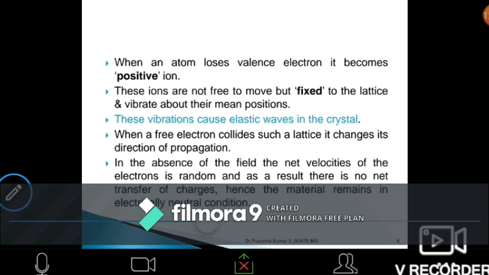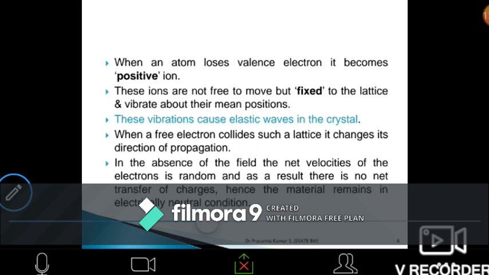What I have explained so far is a brief summary in this slide. When an atom loses a valence electron, it becomes a positive ion, isn't it? When the valence electron is liberated, released from an atom, the atom loses one electron, therefore it becomes a positive ion. Here we have considered copper as a crystal. The metals are crystals.